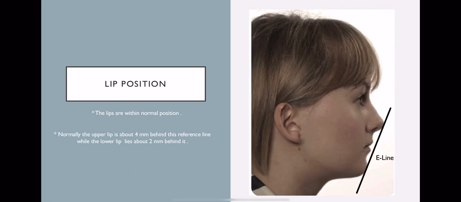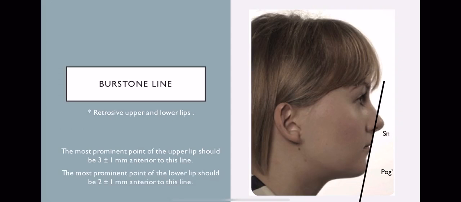because the upper lip is 1.5 mm from the E-line and the lower lip is 1 mm from the E-line. The Burstone line, which shows retrusive upper and lower lip because both lips are touching the Burstone line, but in the normal ranges, the upper lip should be 3 plus or minus 1 anterior to this line, and the lower lip should be 2 plus or minus 1 anterior to this line.